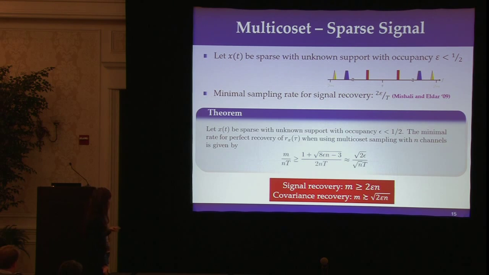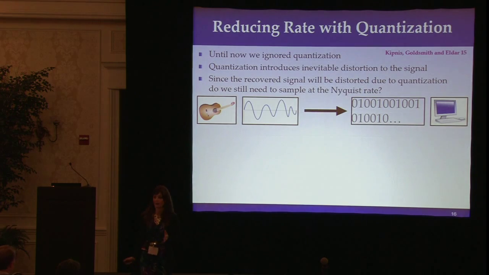So we know from sub-Nyquist sampling that if our signal has this structure, then to recover the signal, we need 2 epsilon n points, where epsilon is the relative band occupancy. And again, if all we want is to estimate the covariance, then we need a square root of that. So we always get the savings of a square root with respect to recovering the signal itself. That was our first application, where we could reduce the sampling rate because we're not estimating the signal itself, but rather just its power spectrum.